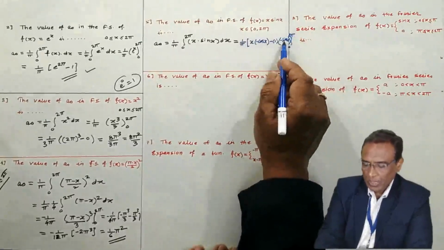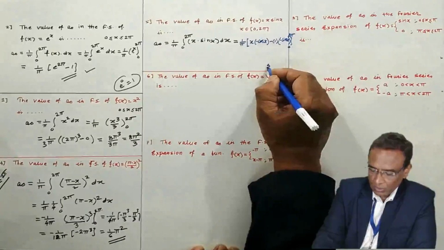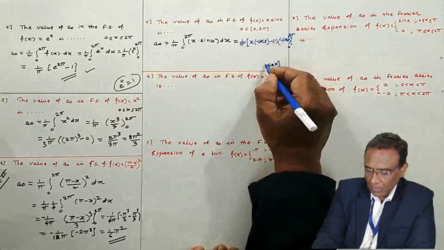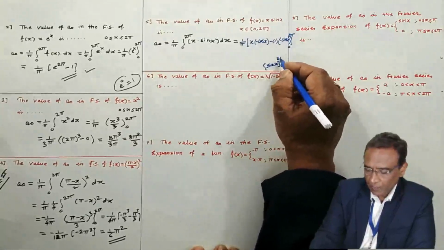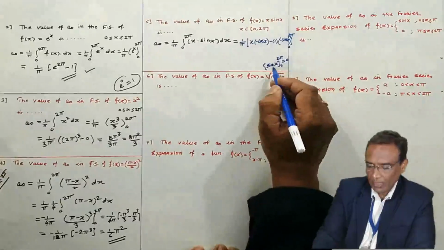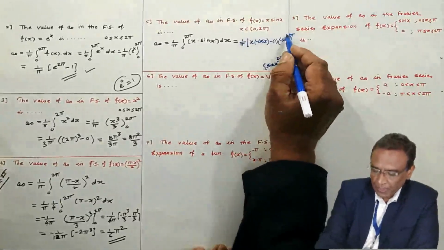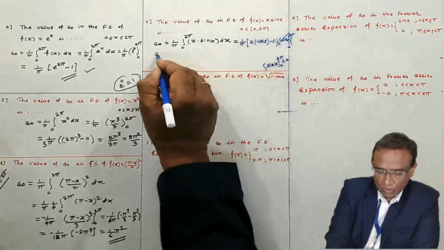But sin x for 0 to 2 pi is 0. See, sin x or sin nx, whatever. Sin x for 0 to 2 pi is 0. If you put x equal to 2 pi, sin 2 pi is 0. If you put x equal to 0, sin 0 is 0. So this has gone.